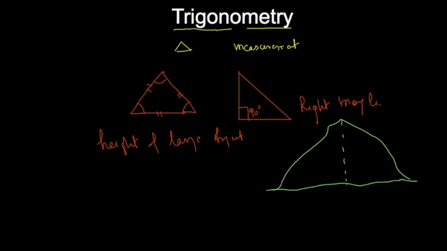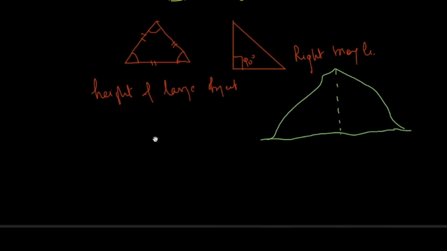The way trigonometry helps us is that if we know the measurement of one side and one angle, with the help of trigonometry we can find out or measure the rest of the sides and the rest of the angles.